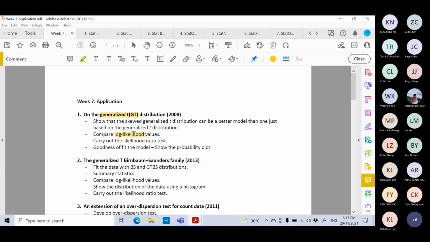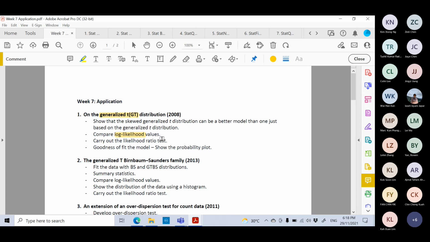Okay, so in their application, besides justifying that the skewed generalized T will perform better by comparing the log likelihood values, they also carry out a test. It's called the likelihood ratio test. The likelihood ratio test has H0: you follow this distribution, and H1: you do not follow this particular distribution. Then they carry out the likelihood ratio test to test whether the result is significant or not significant.